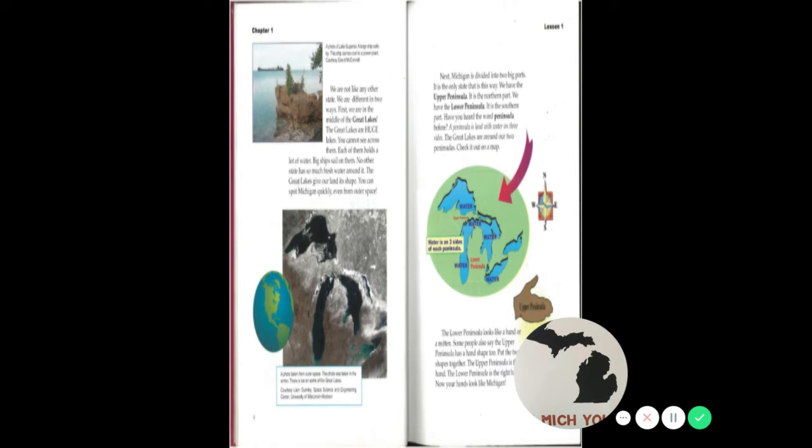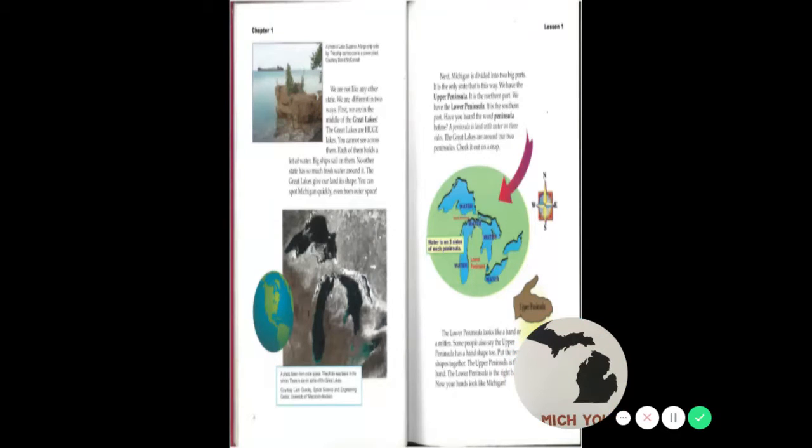Next, Michigan is divided into two big parts. It is the only state that is this way. We have the Upper Peninsula, which is the northern part. We have the Lower Peninsula, which is the southern part. Have you heard the word peninsula before? A peninsula is land with water on three sides. The Great Lakes are around our two peninsulas.